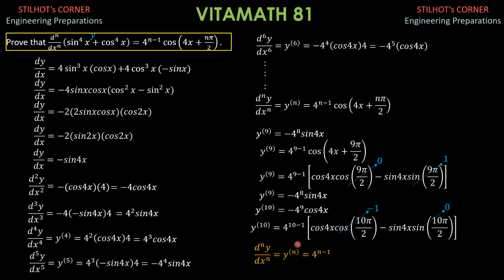So we conclude therefore that the nth derivative of y with respect to x is really this expression, 4 to the n minus 1 cosine of the quantity 4x plus n pi over 2. So that's it for this video.